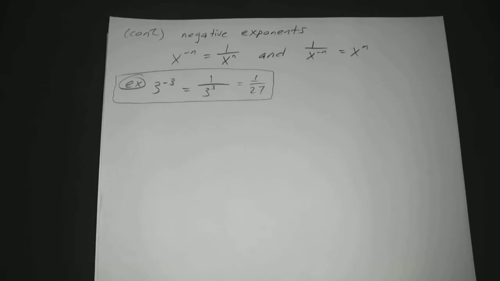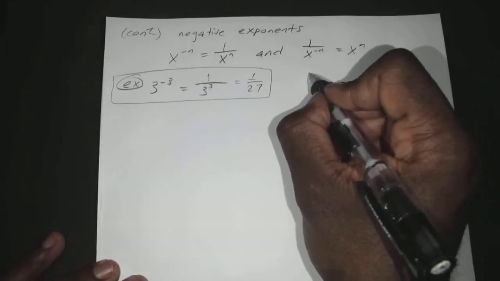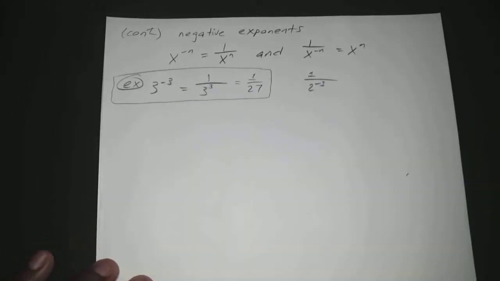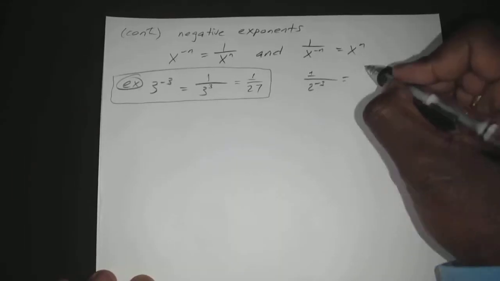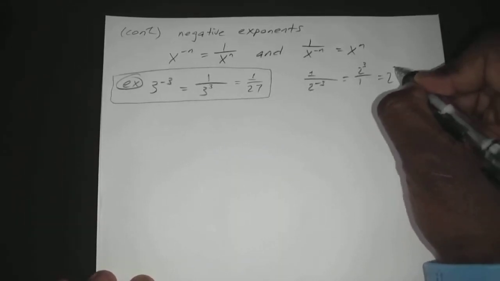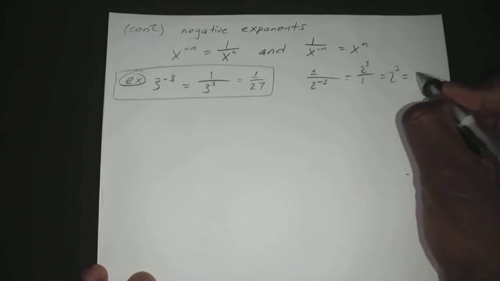Okay. Same thing if you have a negative exponent in your denominator. So you have 1 over 2 to the power of negative 3. Then you just put that in your numerator, which becomes 2 to the third power over 1, which is just 2 to the third power, which is equal to 8.